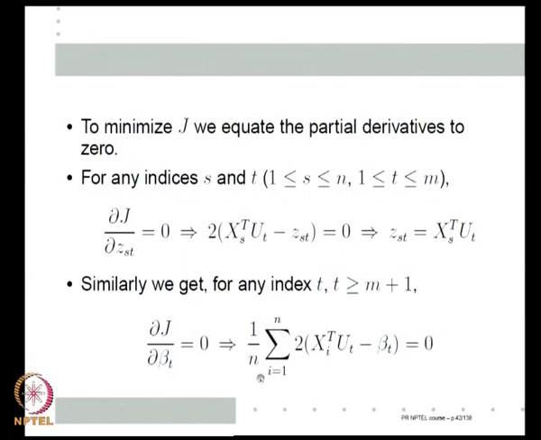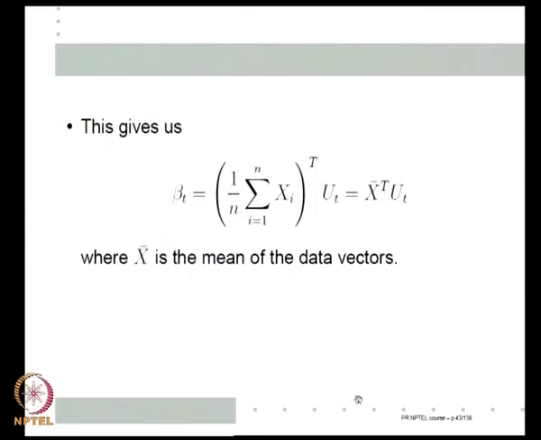If I expand this, 2 will anyway go. So, I will get 1 by n summation of beta t, that will be n beta t by n, which is beta t. The second term will come on the other side of the equality, that will be 1 by n summation i equal to 1 to n of xi whole transpose ut. Right? So, this gives me beta t equal to 1 by n summation i equal to 1 to n of xi transpose ut. This is nothing but the mean of xi. So, let us represent it by x bar. So, beta t is x bar transpose ut.